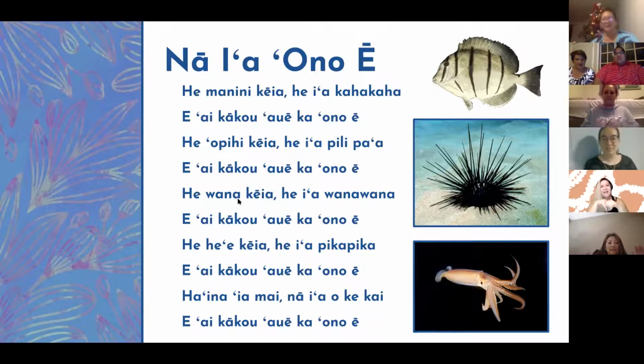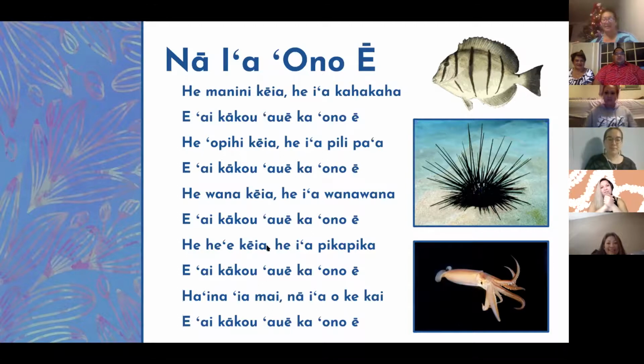Okay, good. And our last sea creature is a heʻe, which is a squid. So he heʻe keia, he ʻia pika pika, which is sticky, like it has suction cups. So on our arm, this is like our ʻawe, our tentacle. You're gonna go he ʻia pika pika, showing your suction cups. Okay, so let's try that. He heʻe keia, he ʻia pika pika. Good. And then lastly, haʻina.